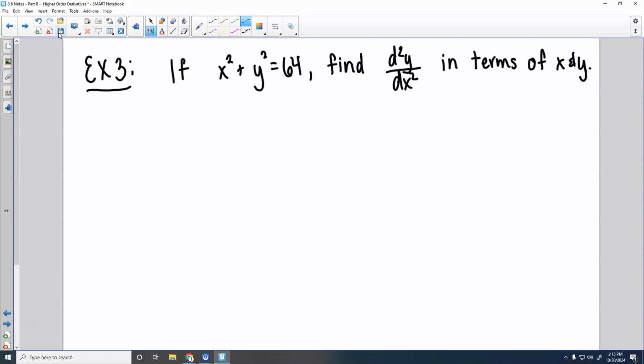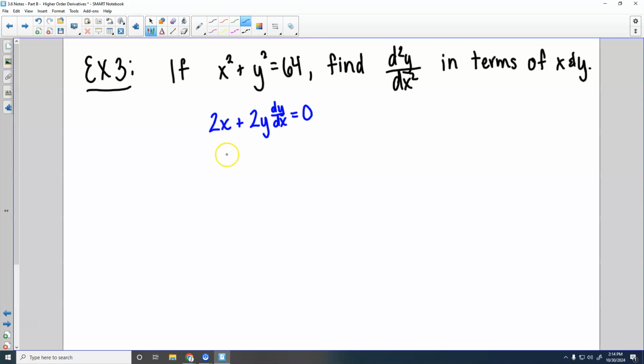We've really already done these because we did some implicit differentiation problems already. We've got: if x squared plus y squared equals 64, we're specifying the second derivative in terms of x and y, which means we can't leave a dy/dx in our answer. We have to replace it. So in order to find the second derivative, we must first find the first derivative. For this one, we'll get 2x plus 2y dy/dx equals 0.